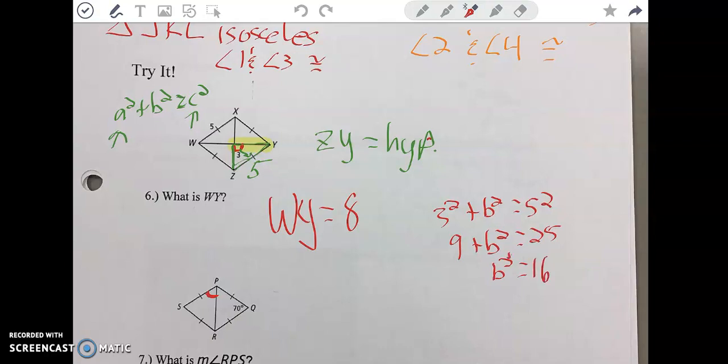The opposite to get rid of a square is a square root. So what we do to one side, square root, sorry, then we do that to both sides, so b equals 4. So this part right here equals 4, but we're asking for the whole thing. So if that's 4, this is 4. Therefore, the whole thing is 8.